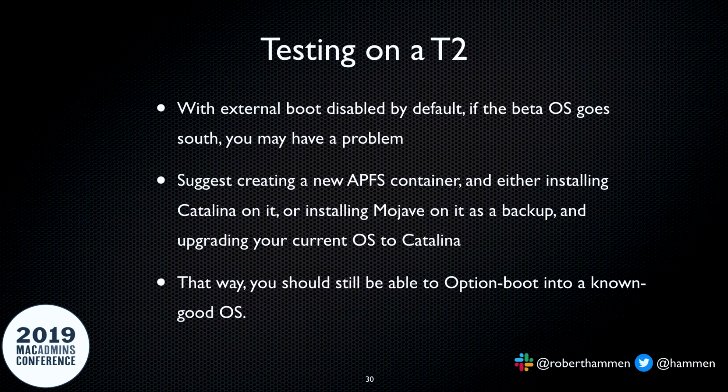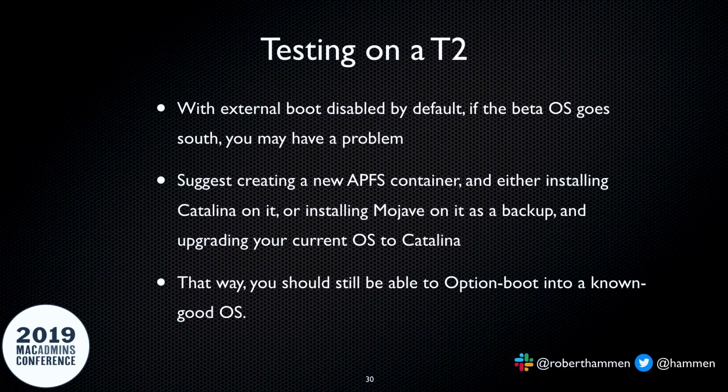You may be able to recover it using a beta version of Configurator to reload BridgeOS. One pro tip suggestion, I actually got this from Apple, was that you should, before you install Catalina on a T2 machine, create a new APFS container and either install your current OS on that as a backup or just install the new OS on that container.